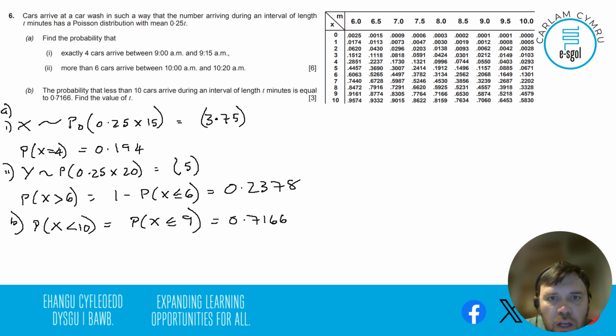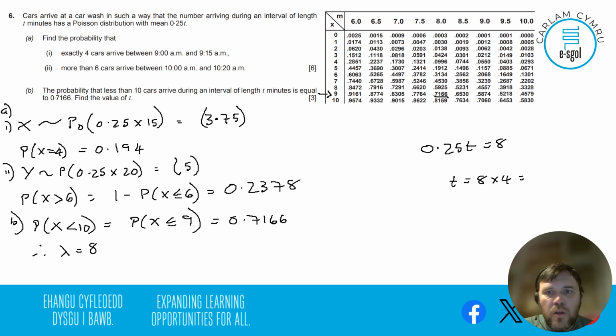So here we're looking at 9 and finding 0.7166 to find lambda. So from our tables, 0.7166, we have this here. So therefore lambda is equal to 8. And then we need to find out the value of t. Then we have 0.25t equals 8. So t is equal to 8 times 4, which is 32.